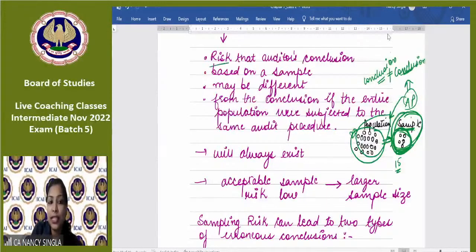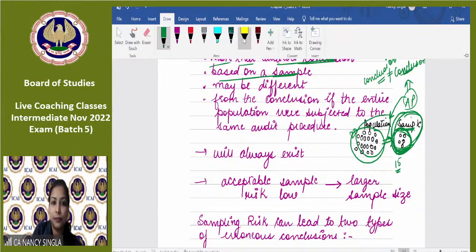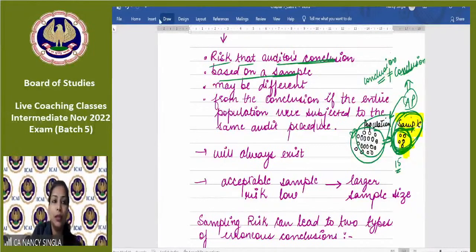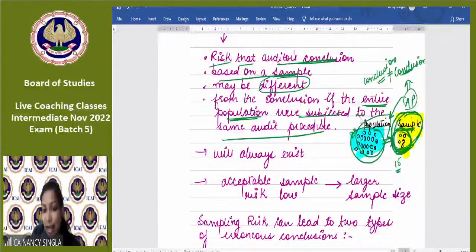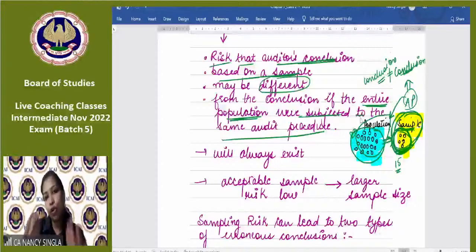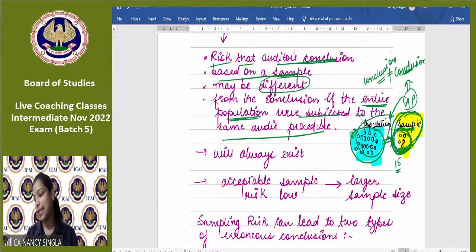ठीक है. सो रिस्क दैट ऑडिटर्स कंक्लूजन बेस्ड ऑन अ सैंपल, based on this sample, may be different from the conclusion if the entire population were subjected to the same audit procedure. So if the entire population was subjected to the same audit procedure, same है, वही audit procedures अगर population पे करते तो कुछ और conclusion आता vis-a-vis जब वो audit procedures हमने कहाँ किए हैं? On the sample. Clear? ठीक है.